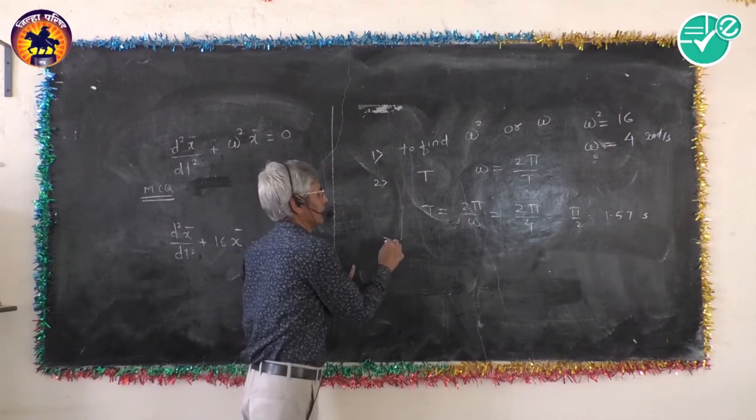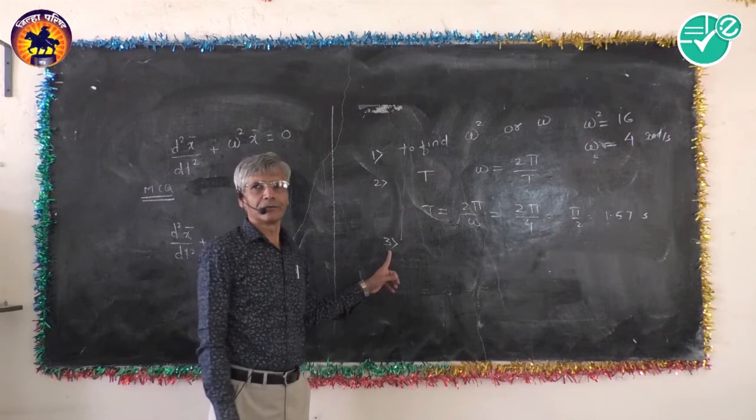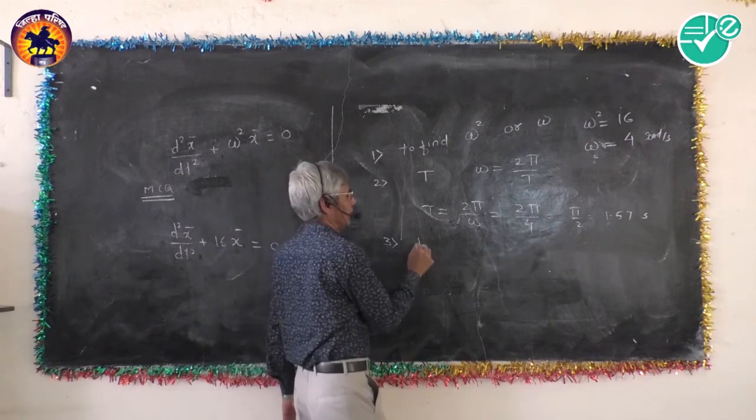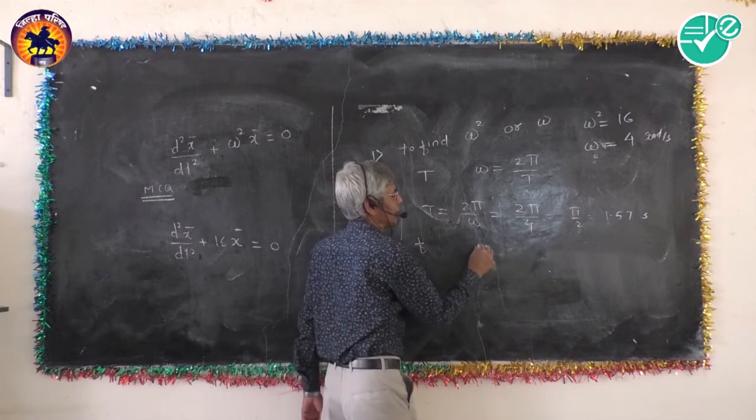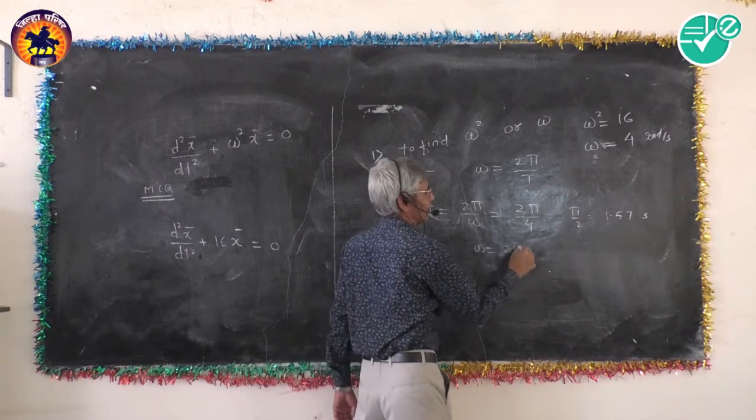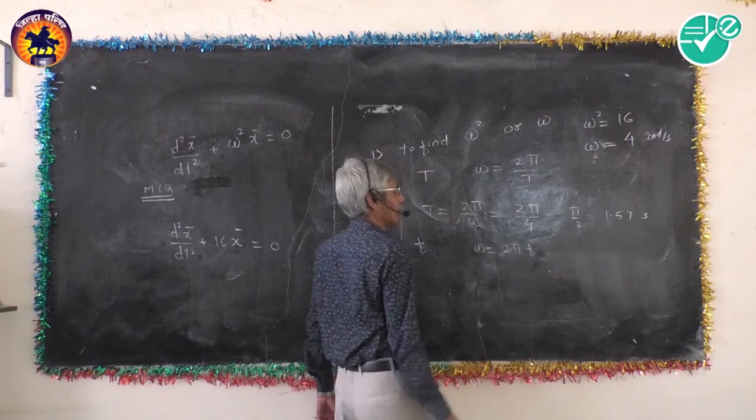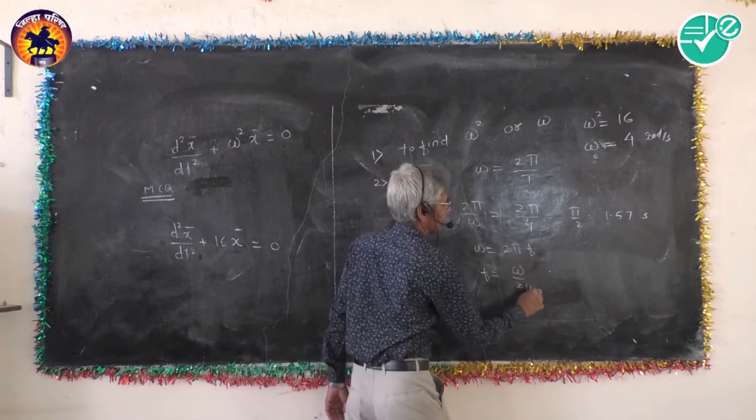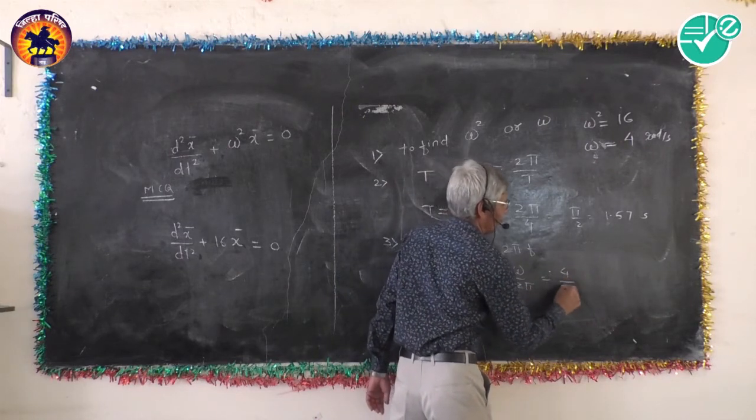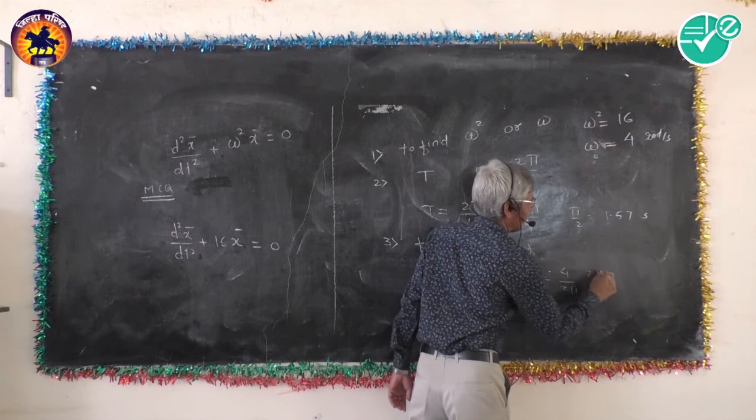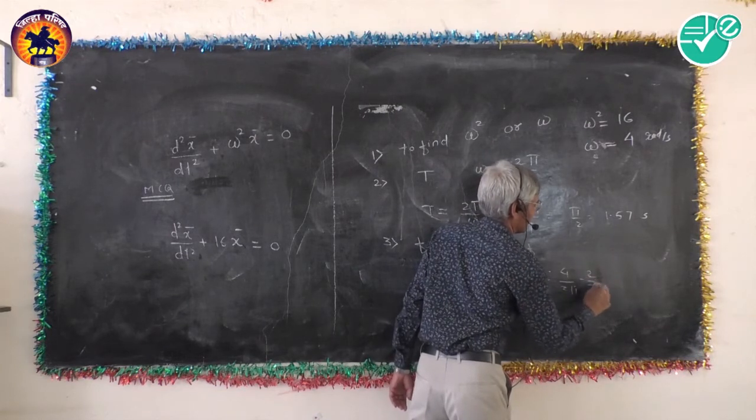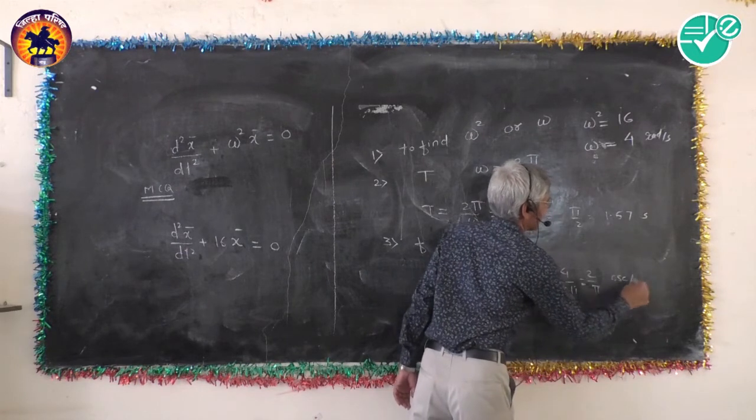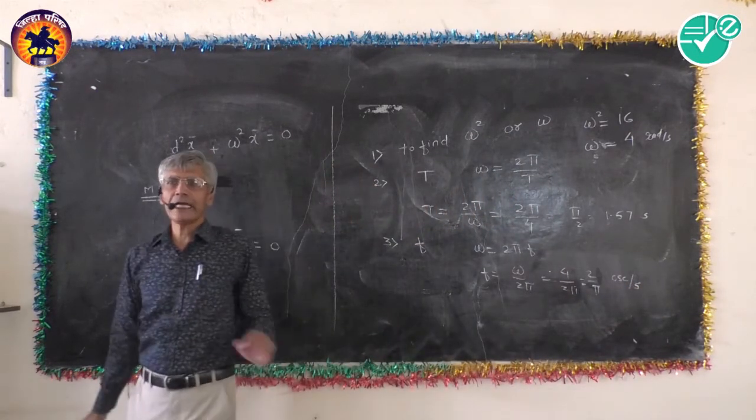The third one, once again a simpler MCQ, is to find the frequency. We can find the frequency by using the equation omega is equal to 2 pi f. So f will be equal to omega upon 2 pi, that is 4 by 2 pi, that is 2 divided by pi oscillations per second. So these are the simpler ones.